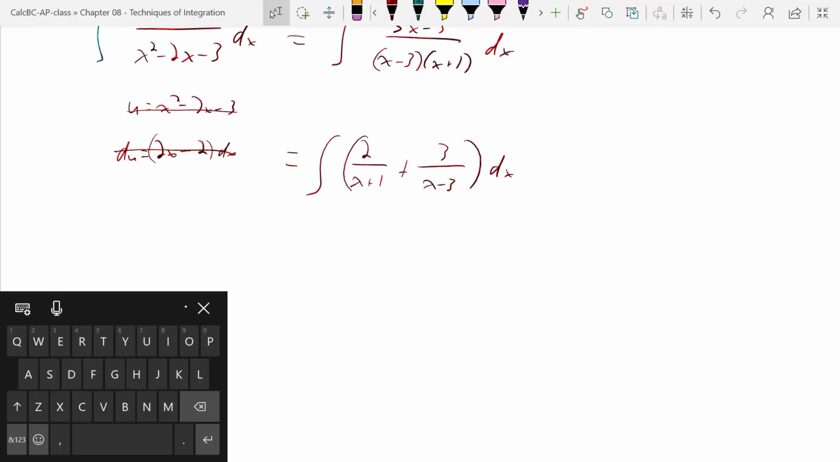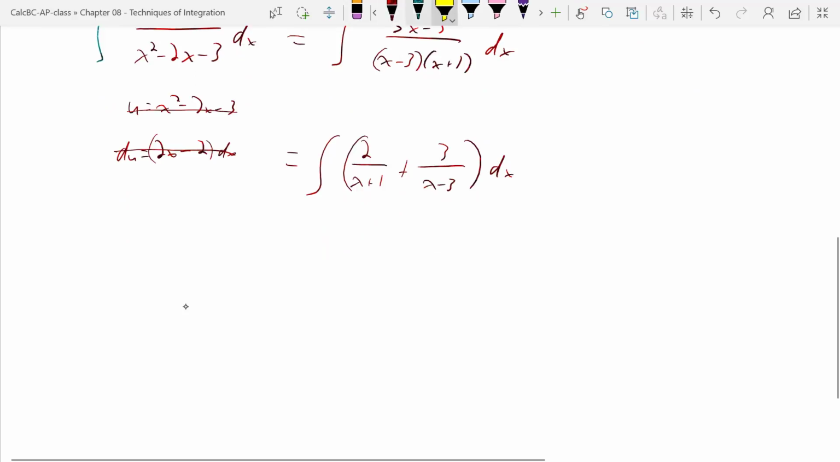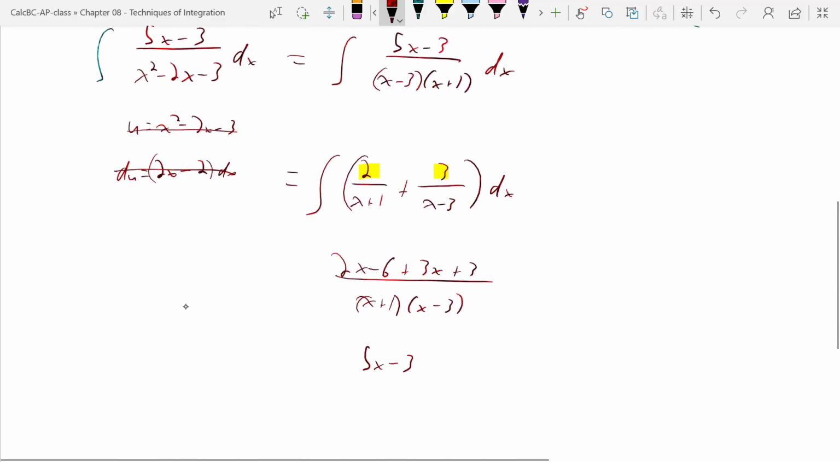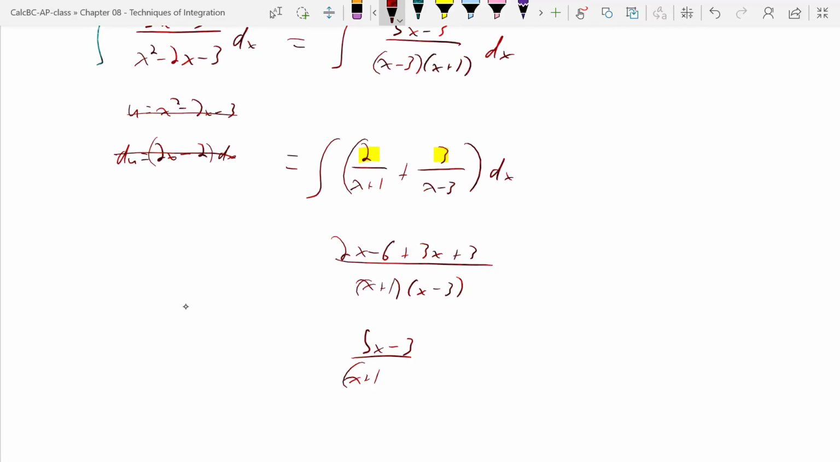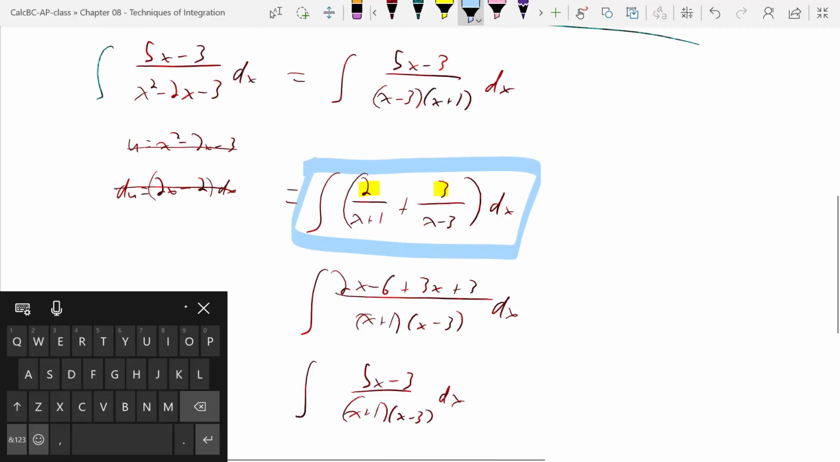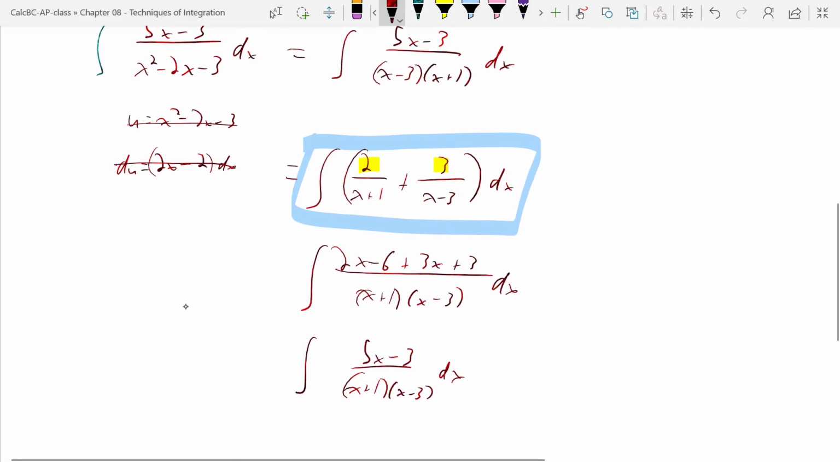Can you check to see that I'm actually right about this? I'll tell you how to get to the 2 and 3 in a second, but if I multiply this out, you get 2x minus 6 plus 3x plus 3 over x plus 1 times x minus 3, and that gives me back the 5x minus 3 that we had, over x plus 1 times x minus 3. So we're right back to where we started, but this is one that we would know how to do. So how do we get there?